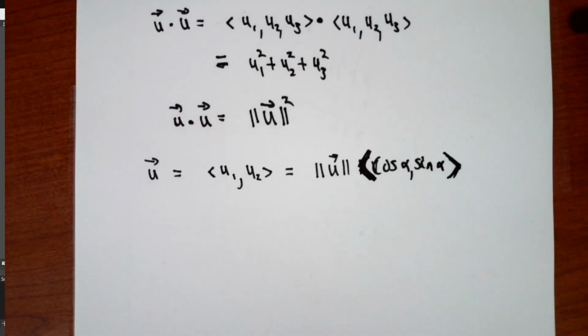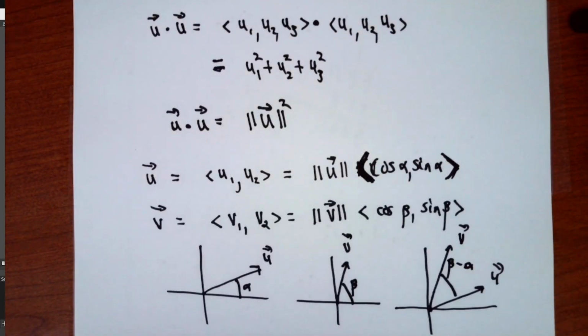We know previously that a vector is the length of the vector multiplied by the cosine, sine vector that goes with u in this case. V is the length of v multiplied by the cosine, sine vector that goes with v. I'll call the angle that u makes with the positive x-axis alpha, and the angle that v makes beta. Therefore, the angle between vectors u and v can be represented as beta minus alpha.